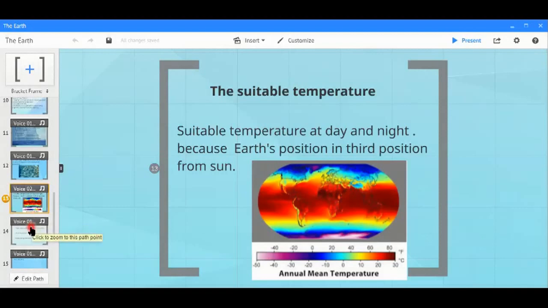Okay, so now we talked about the temperature. What else? Who reminds me? We talked about the temperature and the hydrosphere, and the atmosphere. Okay, atmosphere, thank you.